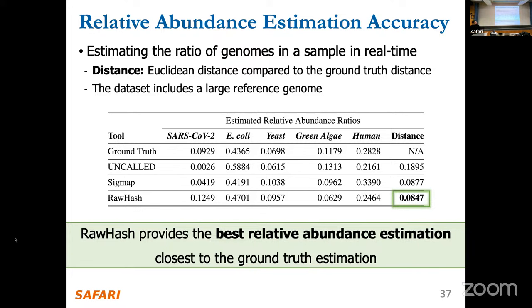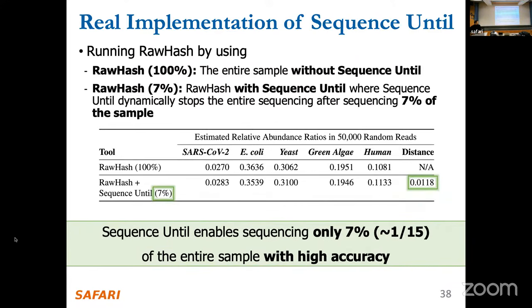What we observe is that RawHash can provide the best relative abundance estimation compared to the ground truth, compared to other tools. Also, although I didn't describe it, there is the sequence until, which can essentially stop the entire sequencing run without sequencing the entire sample, which is usually the case in usual sequencing analysis. What we observe is that by only sequencing 7% of the entire sample, we can still make as accurate an analysis as we're making when sequencing essentially the entire sample.